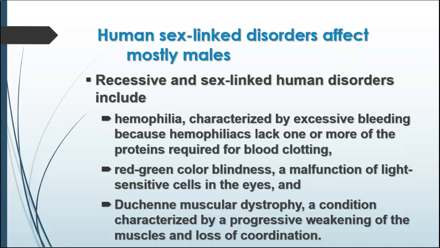There are various ones that are found in humans. Hemophilia, which is an inability of the blood to clot properly, is more common in males than females. Red-green color blindness, which is a malfunction of the light-sensitive cells in the eyes. And also Duchenne muscular dystrophy, which is a progressive weakening of the muscles and coordination. All three of those conditions are more common in males than in females.